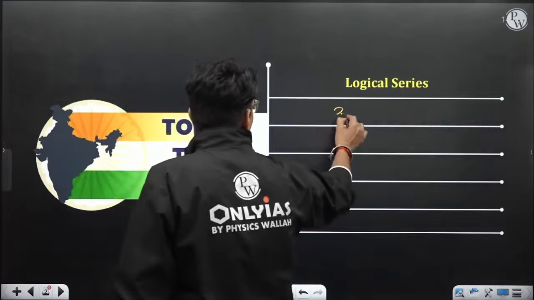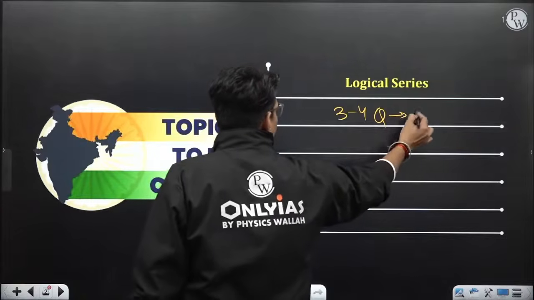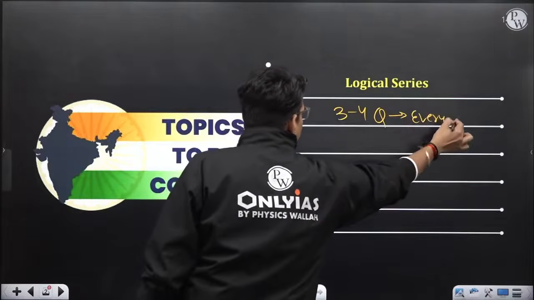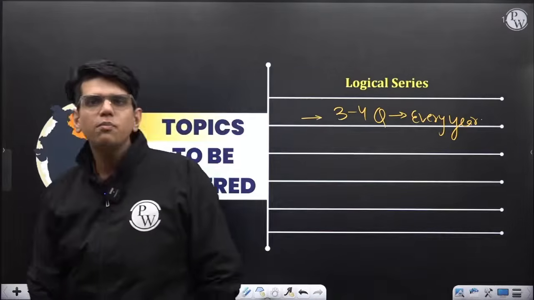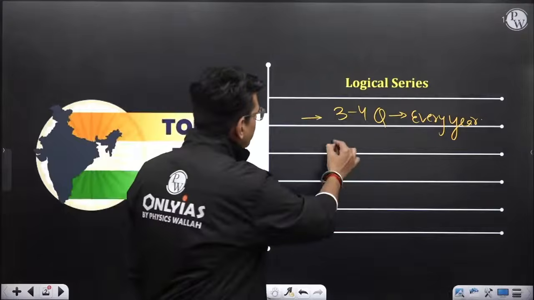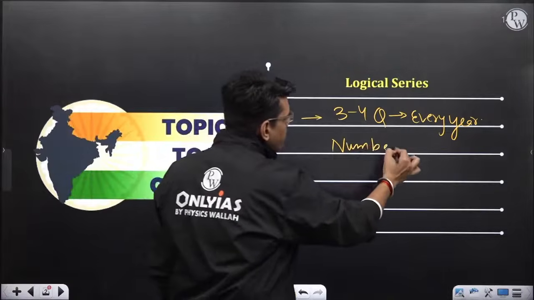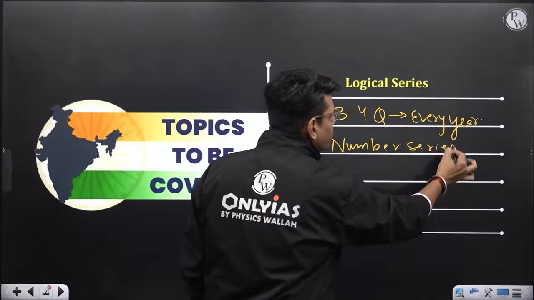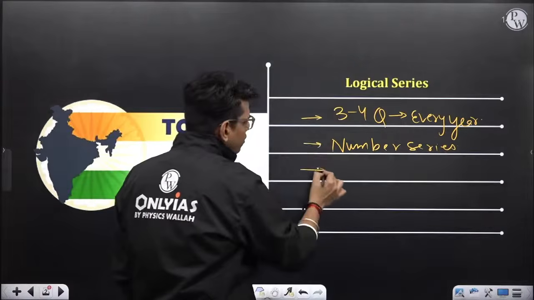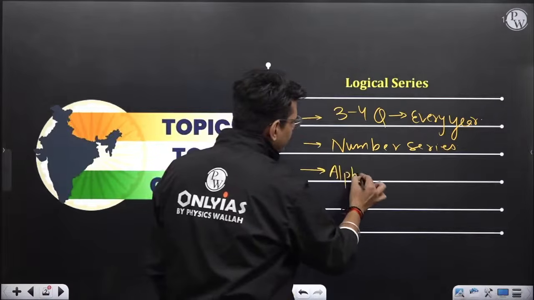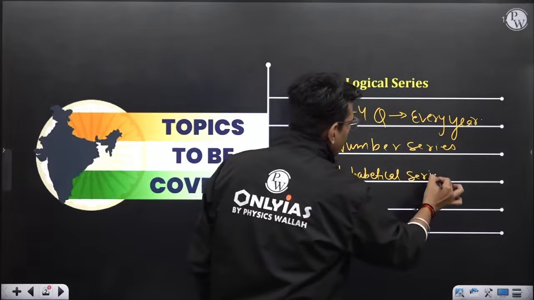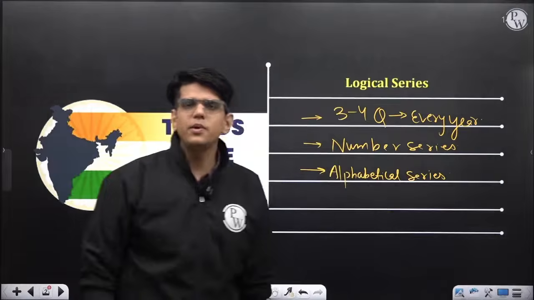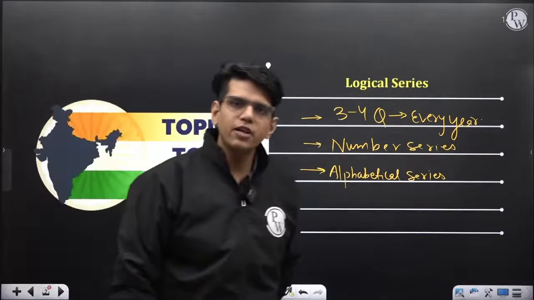Every year from logical series we are getting 3 to 4 questions, and within this we are getting 2-3 questions from number series. For the last 4-5 years we are also getting one question every year from alphabetical series, continuous alphabetical series. So in today's video we will cover both of these.